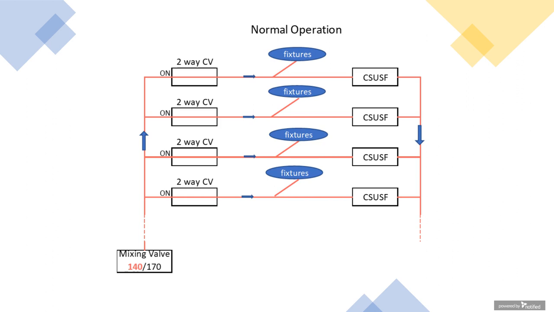The two-way control valves are all in the on position, so this is kind of business as usual. Everybody's getting their hot water. Everything's flowing back through the return line. So now what happens is there is a decision being made that they want to do a thermal disinfection of the domestic hot water system.